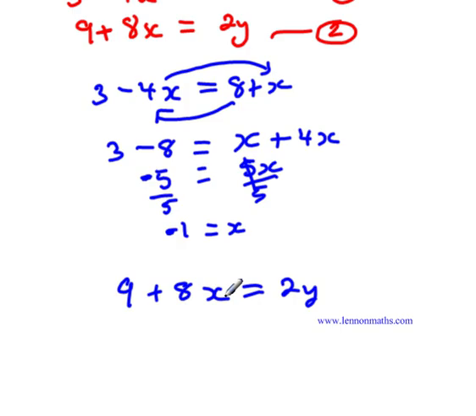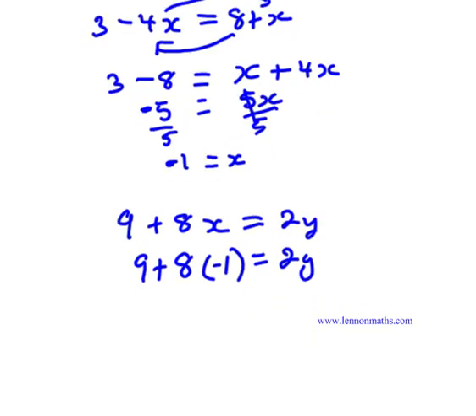And what I'm going to do, since I have two unknowns, I won't be able to solve for y. So I need to replace this x, because I have its value already. So I'll have 9 plus 8 times x, and x is negative 1. So it's 8 times negative 1 equal to y. And so I can solve for that now. So I'm going to have 9. Now I'm multiplying positive 8 by negative 1. So positive times negative is negative. 8 times 1 is 8 equal to y.